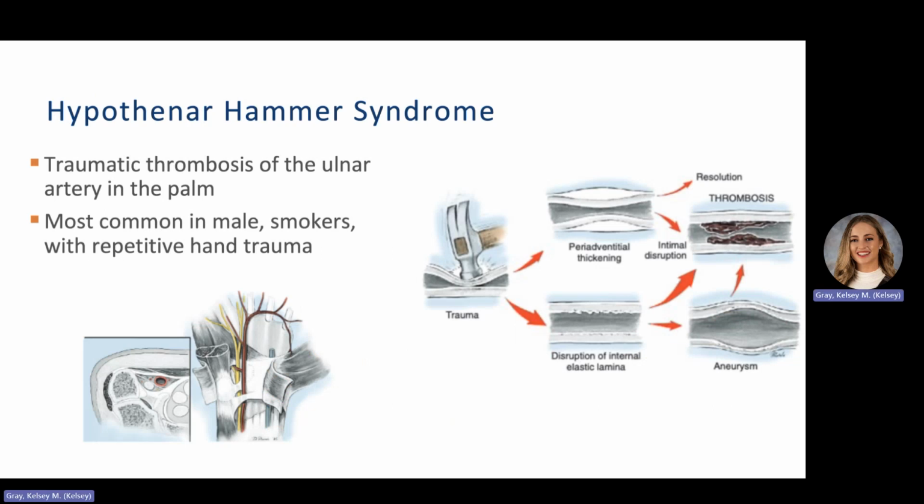Hypothenar hammer syndrome is a traumatic thrombosis of the ulnar artery in the palm. It is most common in males, smokers, and with repetitive hand trauma. The pathophysiology can be elucidated from the ulnar artery anatomy, which emerges from Guyon's canal. It becomes relatively superficial and susceptible to trauma, which can result in formation of a true aneurysm or pseudoaneurysm and subsequent thrombosis.